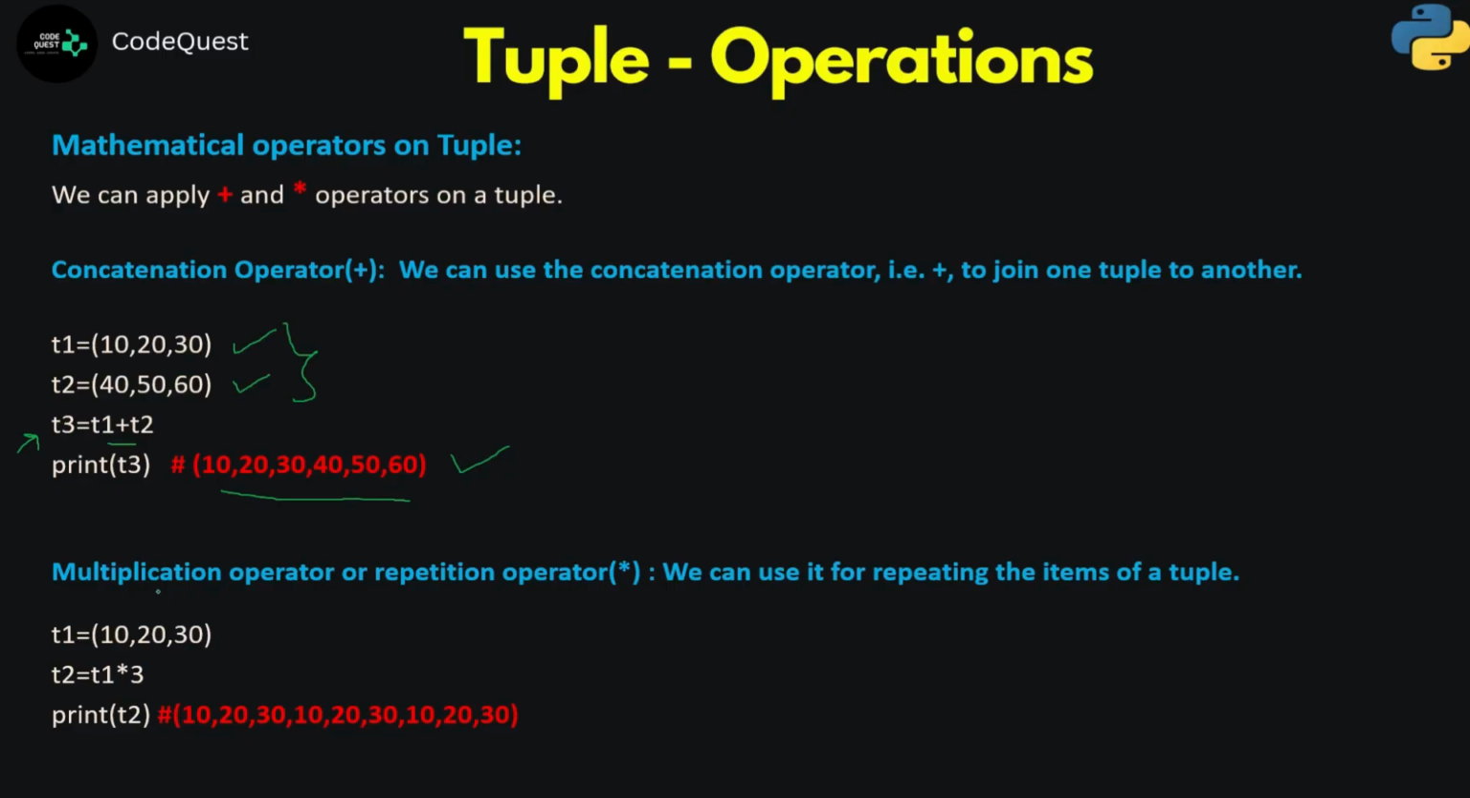Now the multiplication operator, which is otherwise known as the repetition operator, we can use for repeating the items of a tuple. Let's say we have taken a tuple holding these 3 elements 10, 20, 30. Here I am using the repetition operator. This 3 indicates I am going to repeat these 3 elements 3 times. As a result, T2, the new tuple that is created, is going to carry 10, 20, 30 three times because we asked to repeat it 3 times.